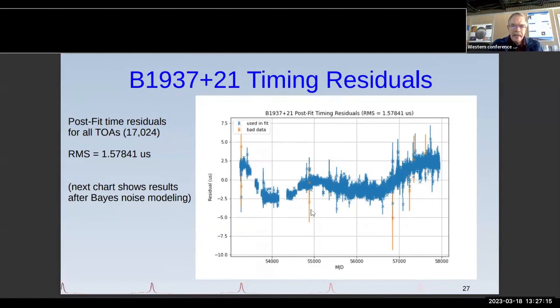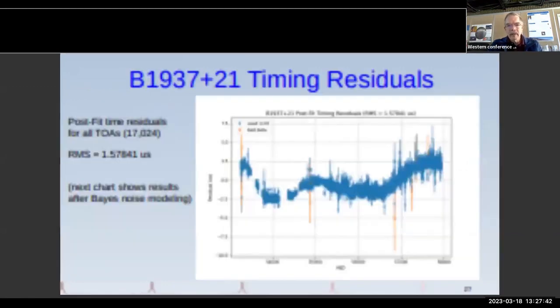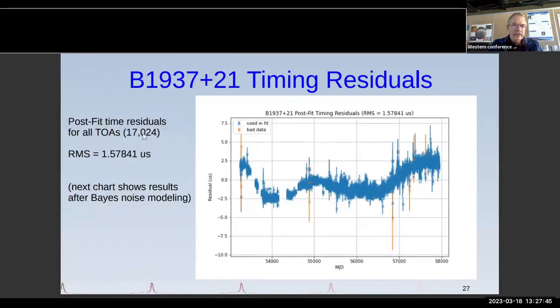Some of the data is flagged as bad, didn't meet the calibration standards, and is tossed out. The thing I didn't mention on this one: the data was too much for me to look at, so I chopped it down to just 1400 megahertz plus or minus 4 megahertz. I took a narrow band around 1400 just so I could look at the data without filling up the plot. But when I ran the fitting, I ran the full data set, which was 17,000 residuals over the 12 years.